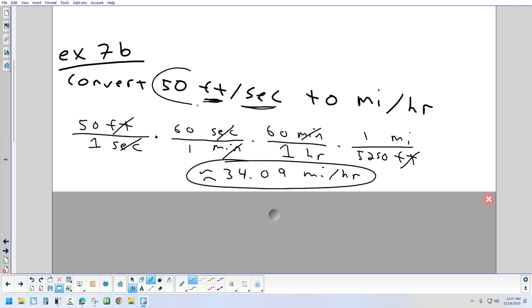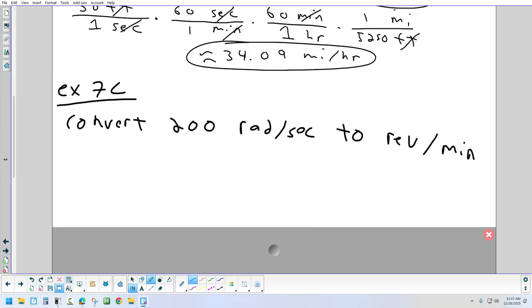What kind of speed is that? 50 feet per second. Yeah? That's linear. It's measuring the speed of an object moving in a straight line. And you converted from linear to linear. So you just went linear to linear. Okay, that's what we did in that problem. Let's look at this one. 200 radians per second. And they want us to convert to revolutions per minute.